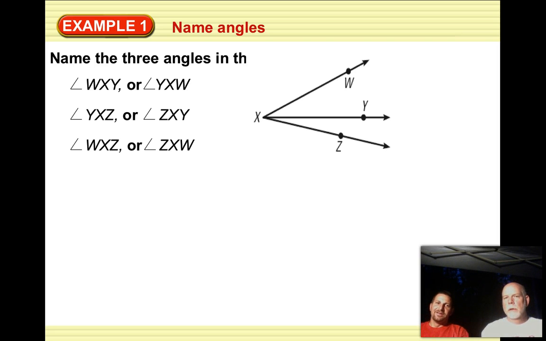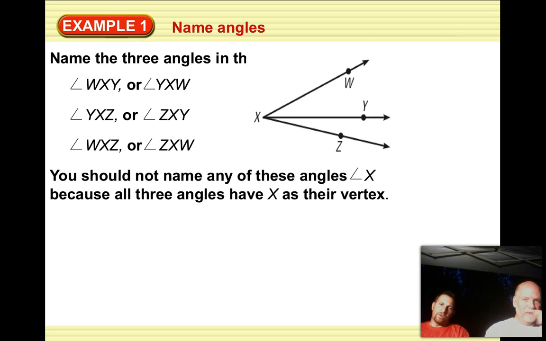As Mr. Bedell just named them all, but you could name them backwards too. Notice, guys, like Mr. Scritchfield said on the previous slide, what letter is always in the middle? In every single one of those angles, that X, that vertex, is always in the middle when you name each of those 3 angles. So the 3 angles are named WXY or YXW, and they named all 3 of them 2 different ways, backwards and forwards.